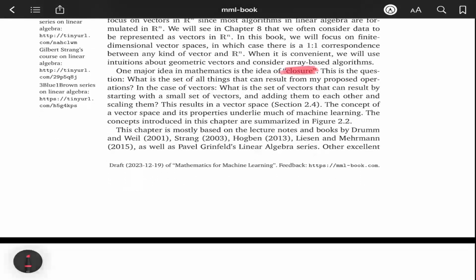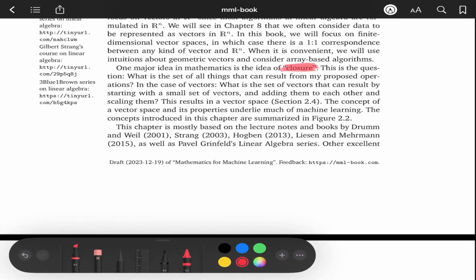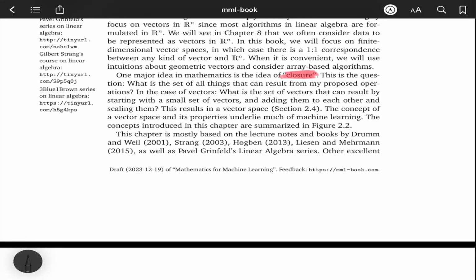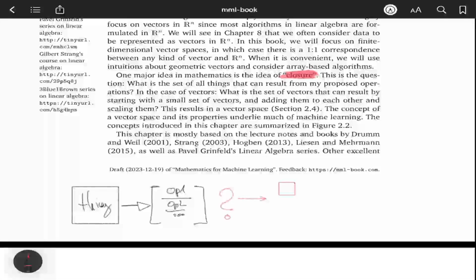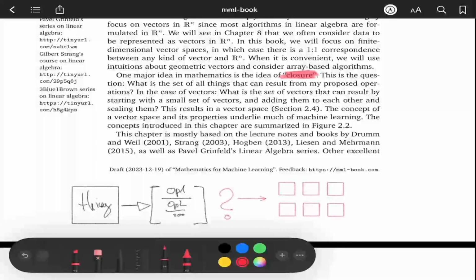Okay, so I guess something like you have a thing, and then you have a set of operations, and then you want to apply the operations on that thing. Now I guess the question is, what other things will this produce? Okay, this is, I think, important.